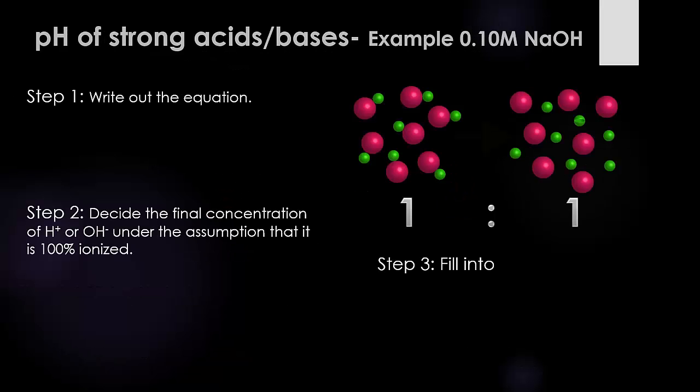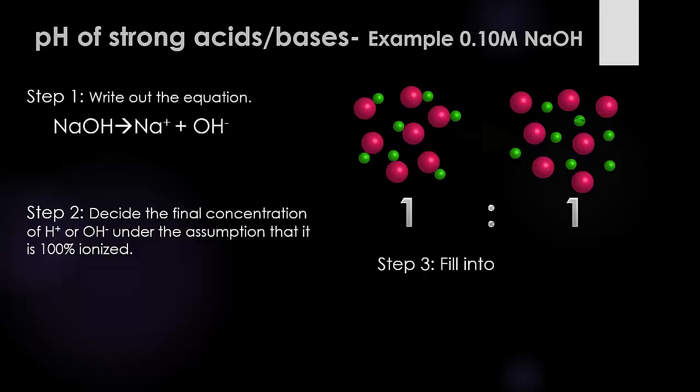Let's do the same thing, this time with a base. I've only asked you to calculate the pH this time. However, as we'll see, it's easiest to calculate the pOH first and then to convert that into pH. We'll start out the same way. Let's write the equation. We have NaOH, which we know is a strong base, going to Na+ and OH-. Since it is a strong base, we will use a right arrow.